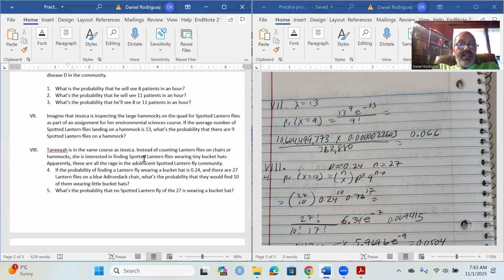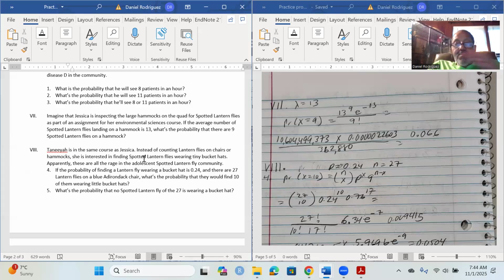So again, we have a rate. That's how many land on a hammock. It doesn't have to be per time. It could be per space or anything like that, right? That's what's cool about using the Poisson, the fish. Flies landing on a hammock is 13. What's the probability that there are 9 spotted lanternflies on the hammock?